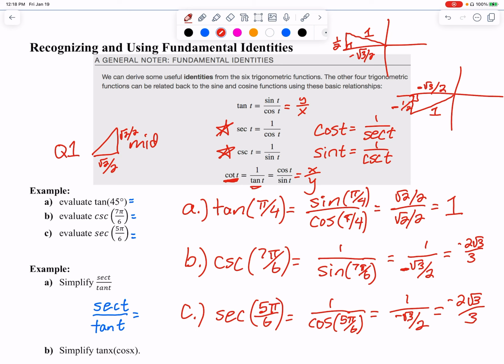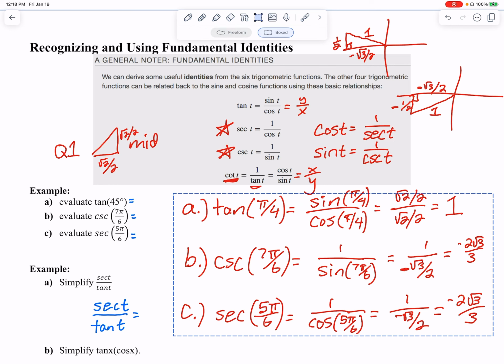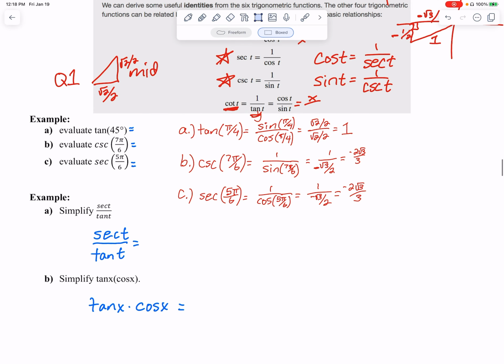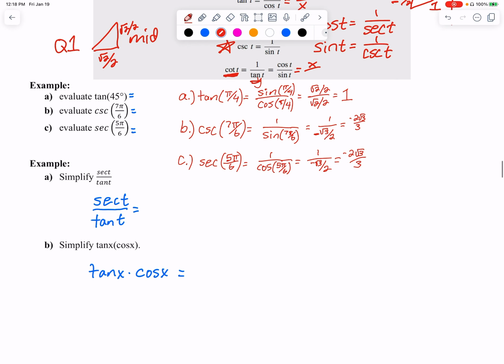All right, that's how we use those, right? Just flip them over, plug in what you know. That's why we only really need to focus on sine and cosine for the unit circle, because everything else we can get from there. I'm going to shrink this so I have room. All right, A and B here, and that'll be the end of this video.